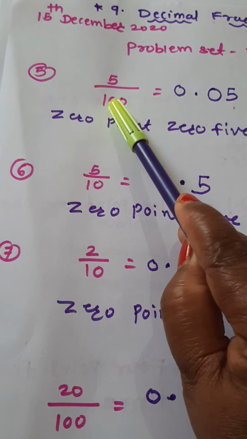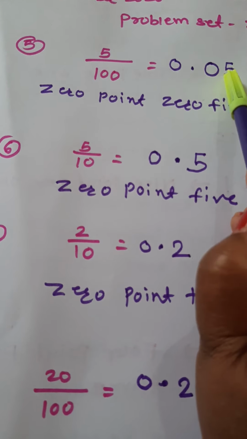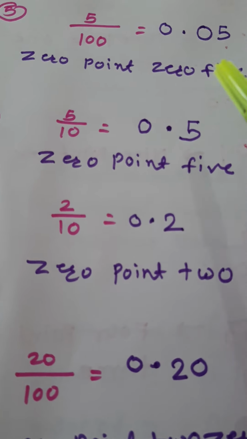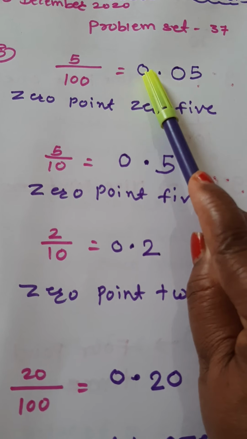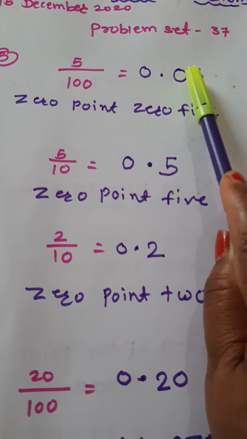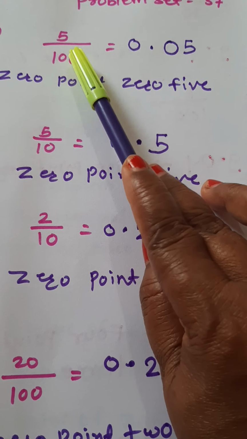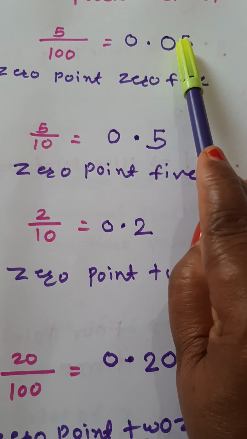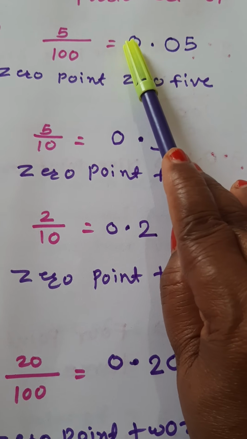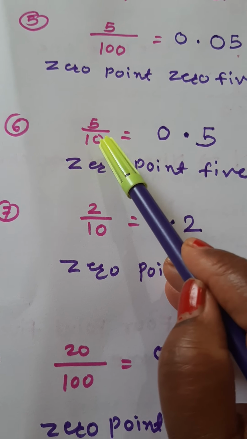Here also 2 zeros. But here we have only a single digit. So to complete the 2 places, here we are taking help of 0. So 0.05. Why have we taken 0 here? Because where denominator 100 is there, 2 zeros are present on 1. We have to give the point after 2 digits. So 0.05.